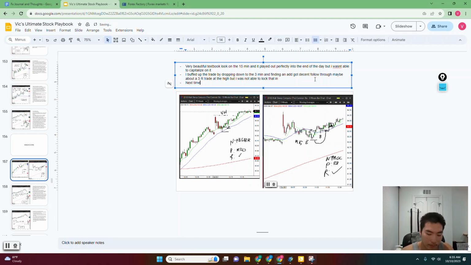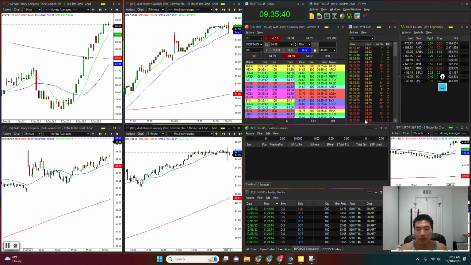Next time, I'll probably trail out half the position on the break of the 8 and hold the other half because the 20 is right there. What do I mean by that? Look at it.